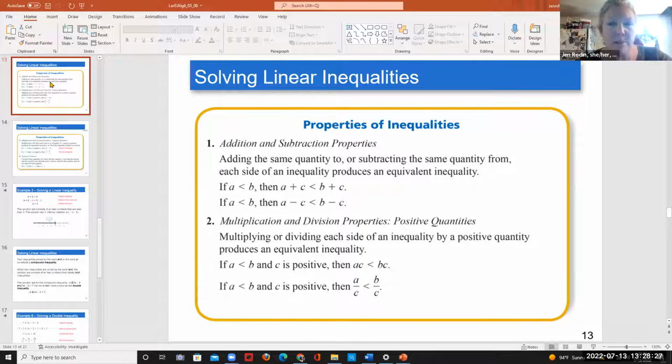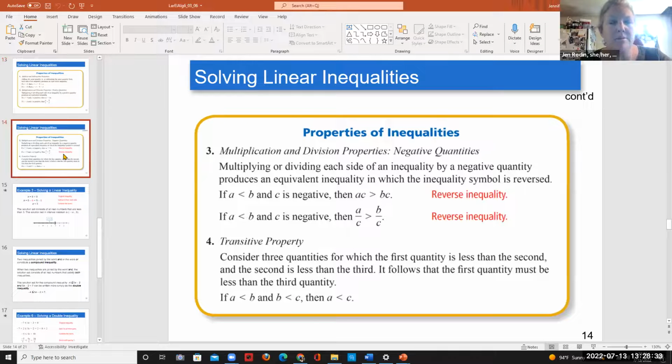I'll just show an example of that. So this is just with positives. We didn't show the negatives. Here we go. So number 3, if you multiply or divide by a negative, the arrow turns around. So here it was A is less than B. But if we multiply that by a negative C, that arrow is going to turn the other way.